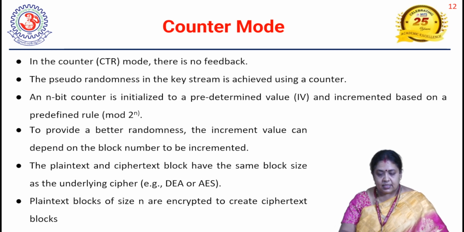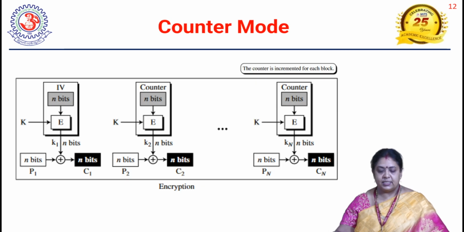In this counter mode there is no feedback. So how the counter mode works: first, we take the initialization vector of n bits. This n bits will be encrypted by using the key K. Then whatever the output is, that output is XORed with n bits of plain text, so that it produces the n bits of cipher text. This will not be given to the next round.